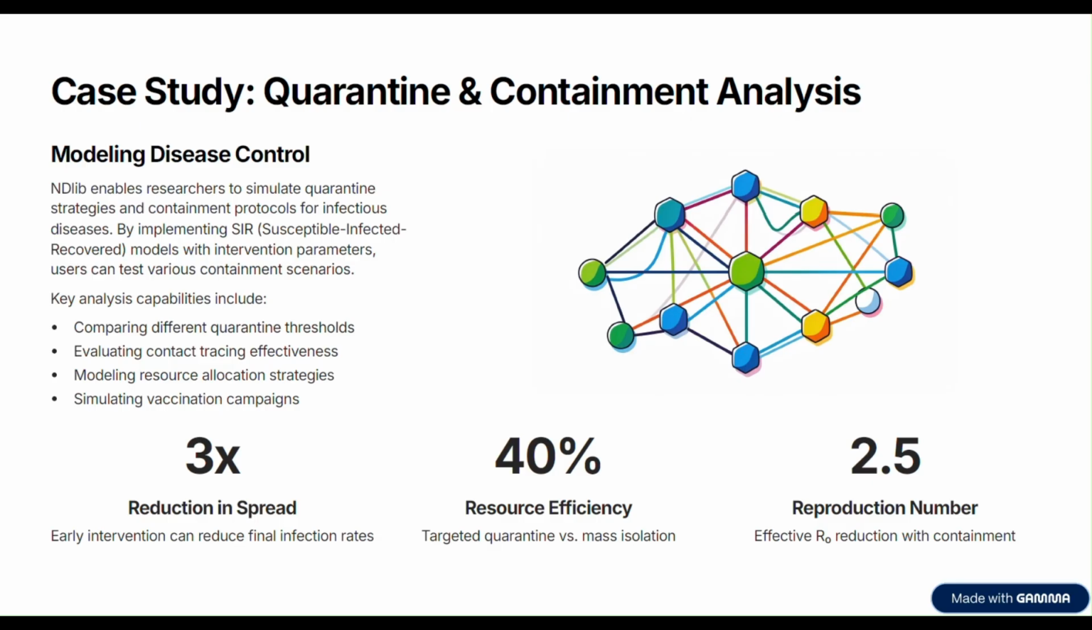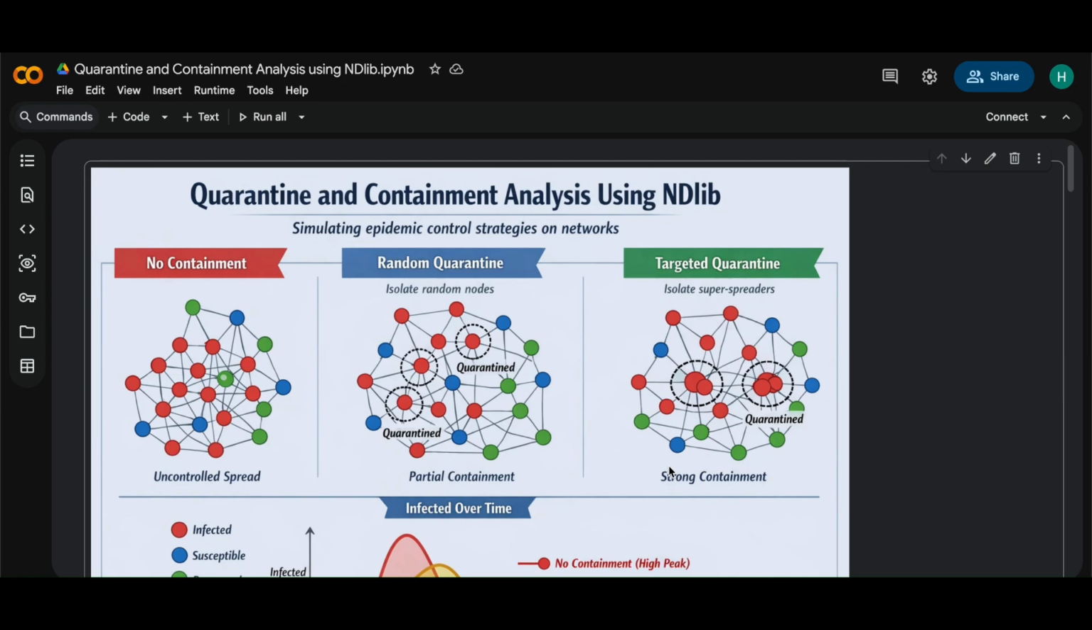Early intervention can reduce final infection rate, with 3x reduction in spread, 40% resource efficiency, targeted quarantine versus mass isolation, and 2.5 reproduction number effective reduction with containment. Quarantine and containment analysis using NDlib is one of the applications of the NDlib tool.